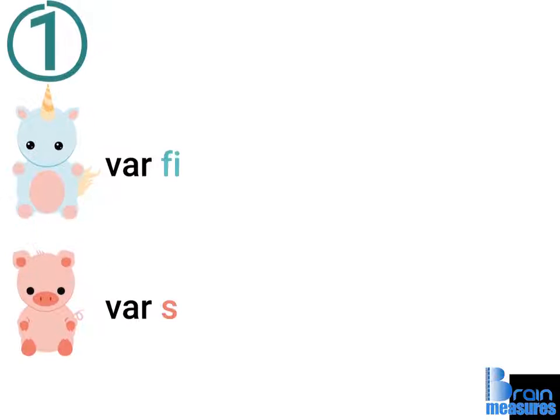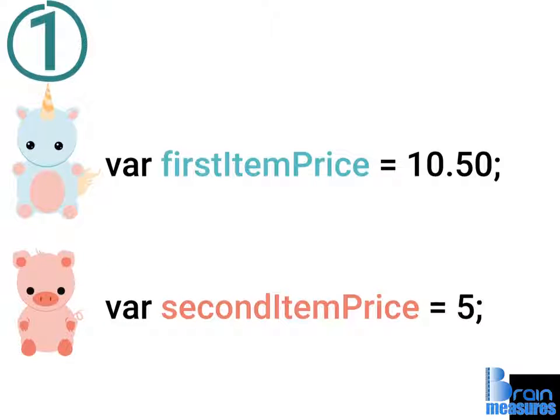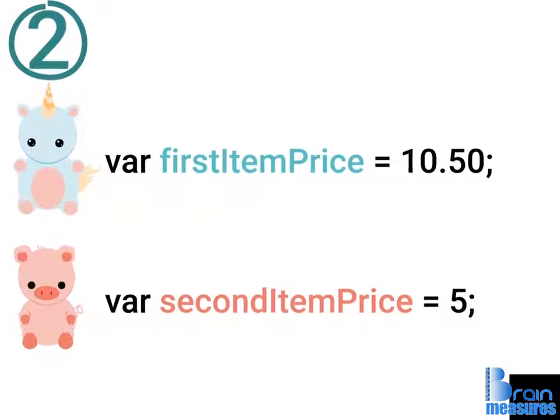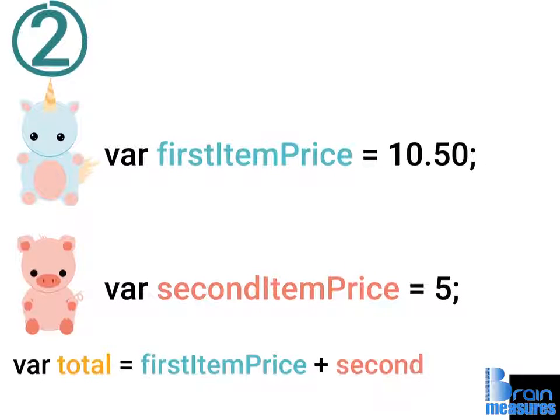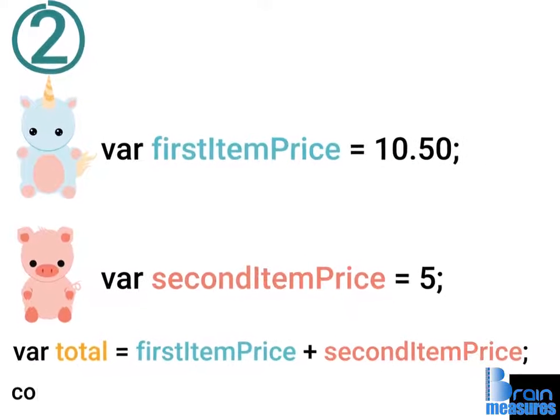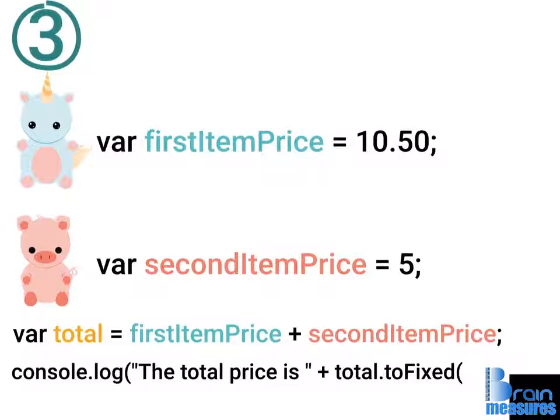First, we'll create 2 variables to hold the price of each item. Second, we'll use another variable to hold the sum total of 2 items. Lastly, we'll display the result.